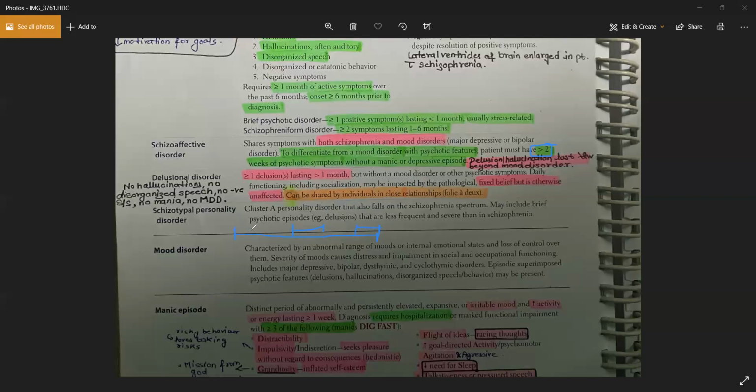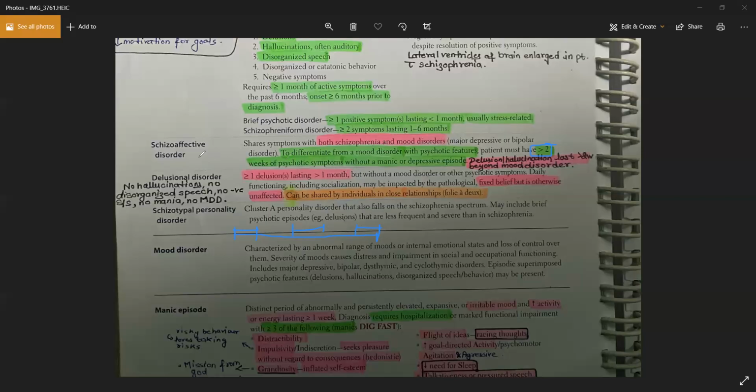Okay, so a patient who is having a mood disorder in between the psychotic episodes, you call it a schizoaffective disorder. Okay, so delusions, hallucinations that last more than 2 weeks beyond a mood disorder, you call it a schizoaffective. Any doubt? No, thank you.